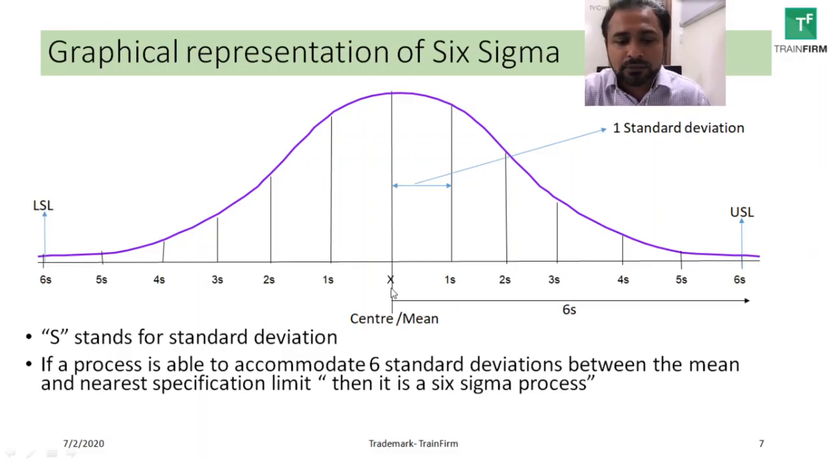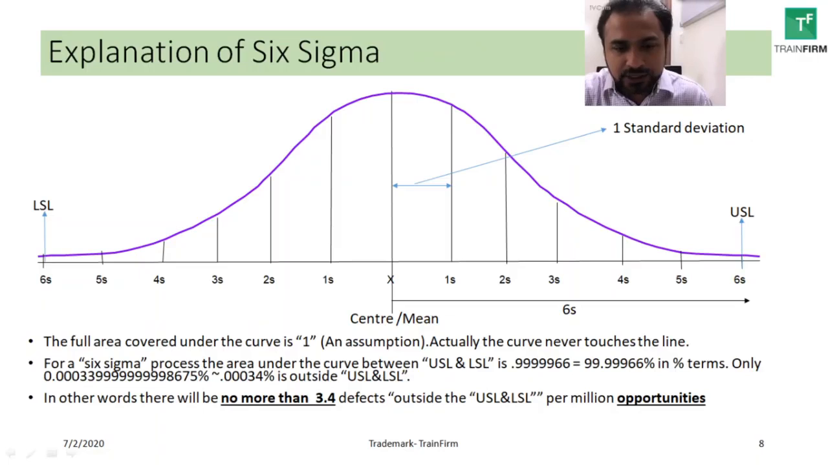So between the mean and the USL, if you are able to fit 6 standard deviations, 6 into 10.8 should be this distance. If you are able to do it between either a USL or an LSL, whichever is nearest to the mean point, then we call it a Six Sigma process. And this area beyond the LSL and USL, which is supposedly the defective area, should not be, or let's try and see the implication of that in the next slide.